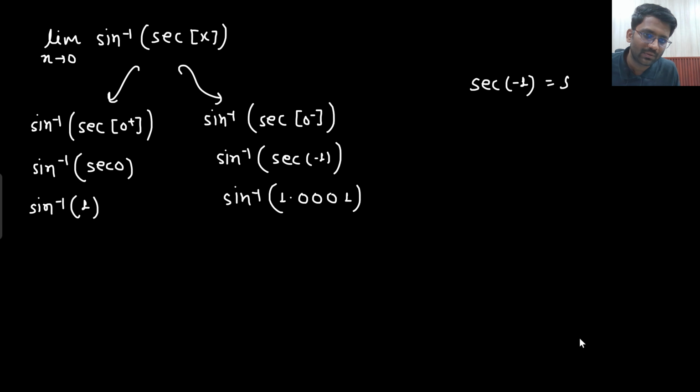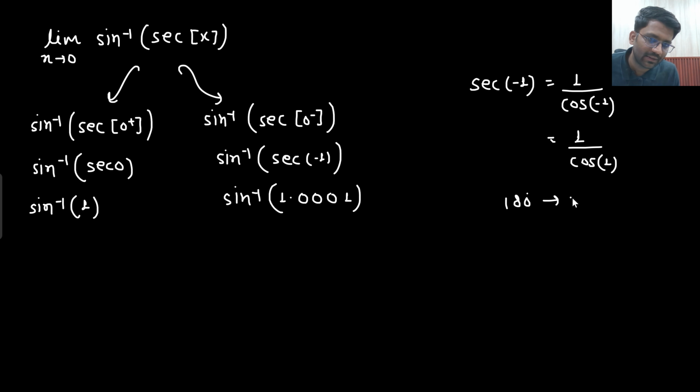What is the value of sec minus 1? So that would be equals to 1 by cos of minus 1, right? That will be 1 by cos of 1. Cos of 1 is in the radian. Basically 180 degree means pi, or you can say pi means 180 degree. Pi means 180 degree, right? So what do you mean by 1 radian? 1 radian means 180 degree by pi. So you are supposed to find out this value.